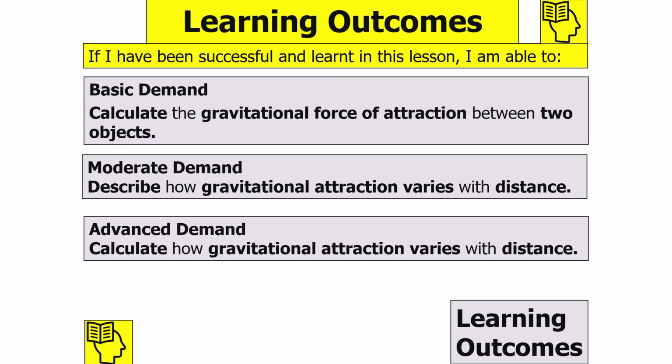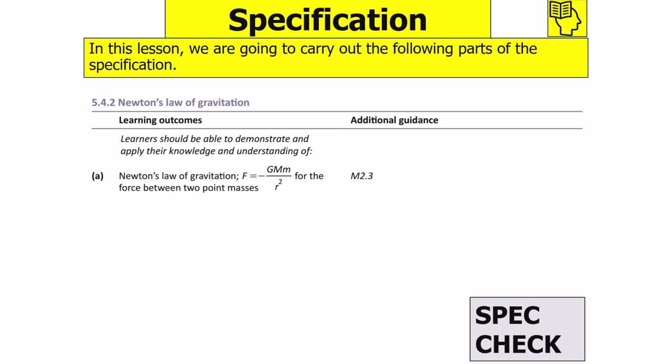In this lesson we're going to be looking at the following part of the OCR A-Level Physics specification: 5.4.2 Newton's Law of Gravitation.